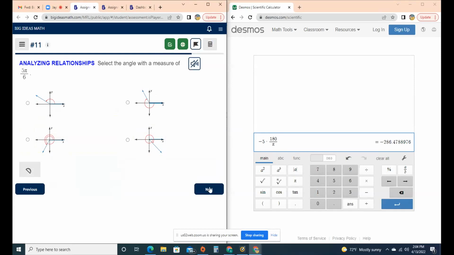Okay. This is the one that I was kind of stuck on. Yeah. So go ahead and go to your calculator over there on the right and type in 5 pi over 6, just like it's got there. And then you want to multiply by 180 over pi. So what this is doing is it's converting it to degrees. And you'll see that it's 150 degrees, okay?